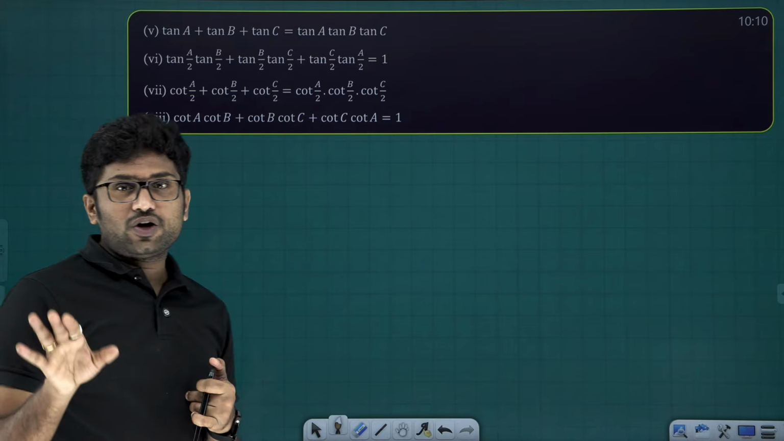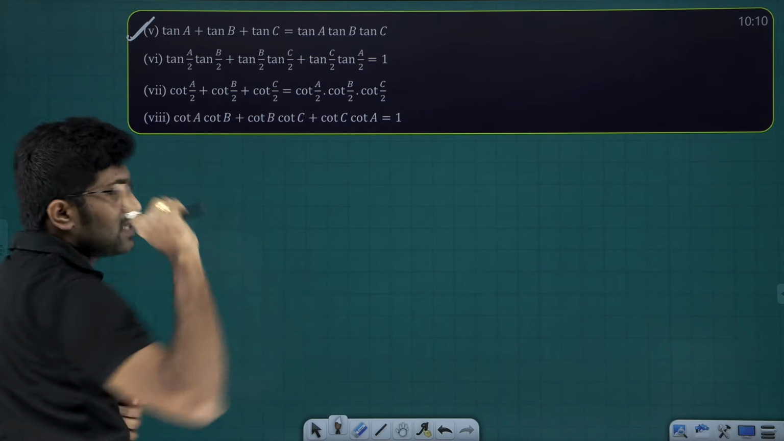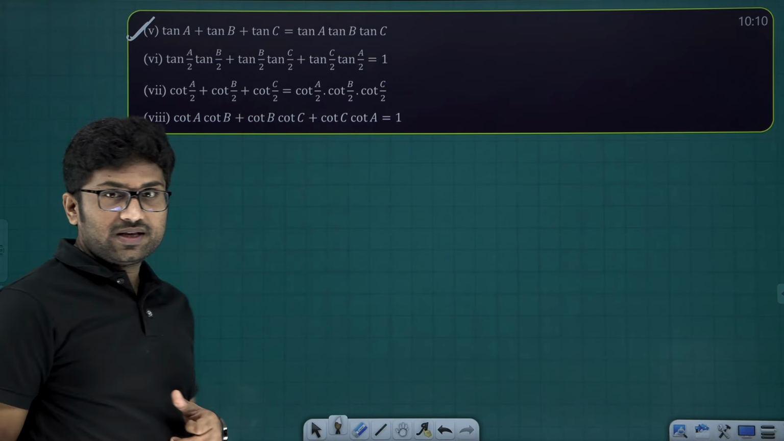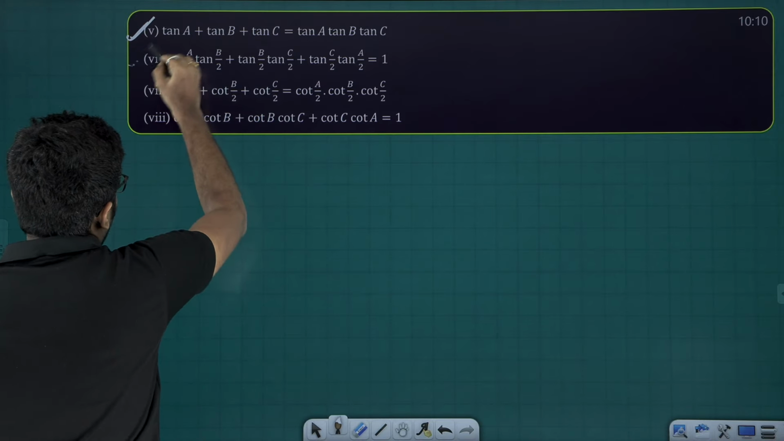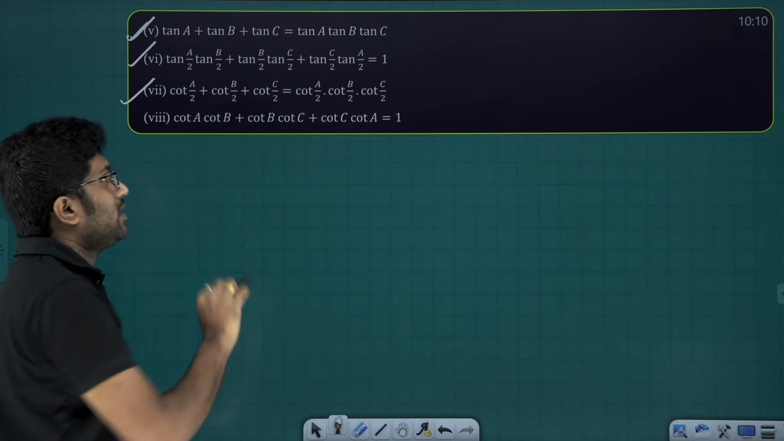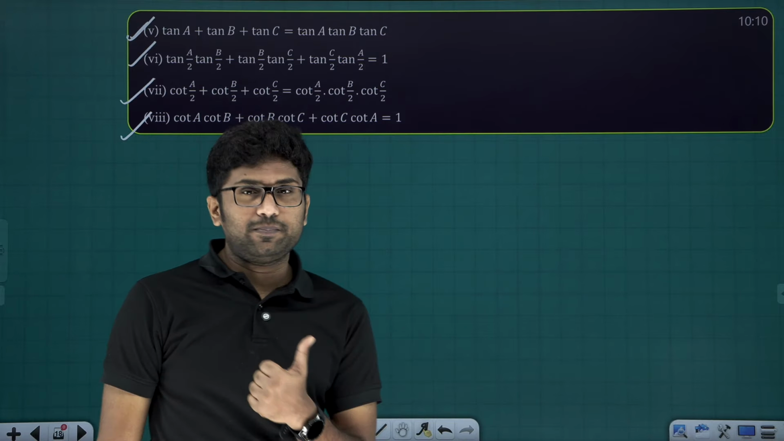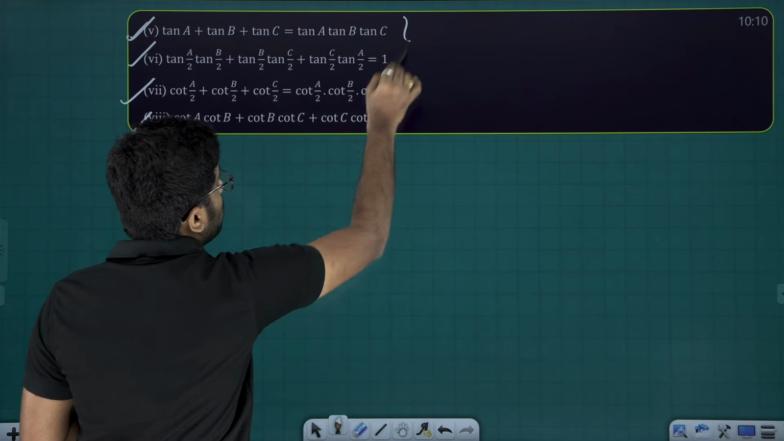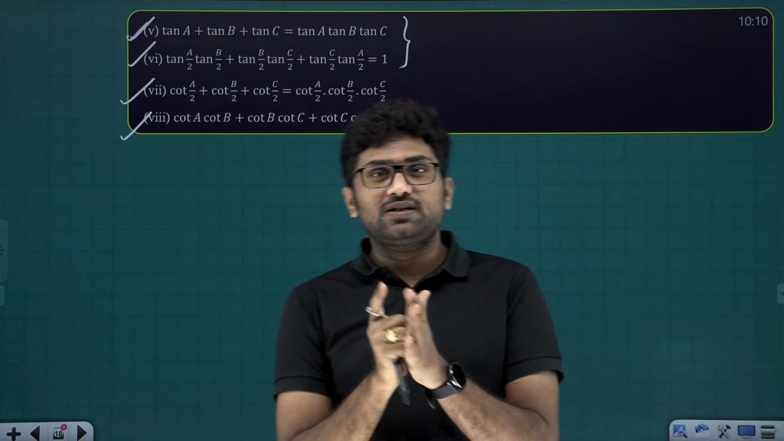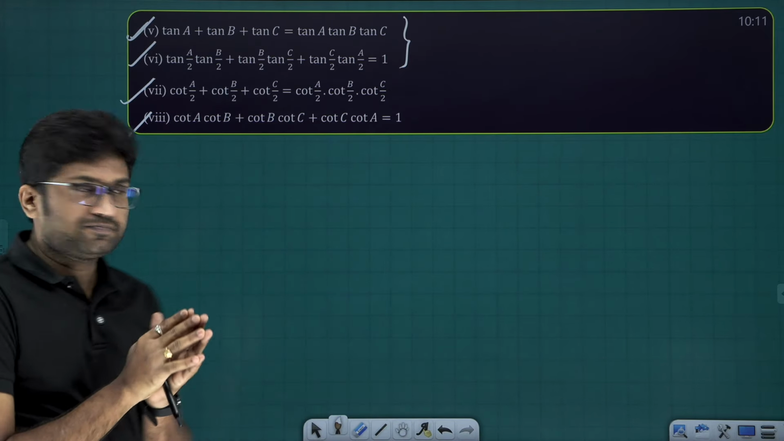Next, these are the 8 conditional trigonometric identities. Among them, the most important is when a plus b plus c is equal to pi or a multiple of pi, then sigma tan a is equal to pi tan a, and sigma tan a by 2 tan b by 2 is 1. Next, sigma cot a by 2 is equal to pi cot a by 2. Sigma cot a cot b is equal to 1. These 4 are very important. We use them very frequently. Among these 4, these 2 are very important. If a plus b plus c is a multiple of pi, then tan A plus tan B plus tan C is always equal to tan A into tan B into tan C.